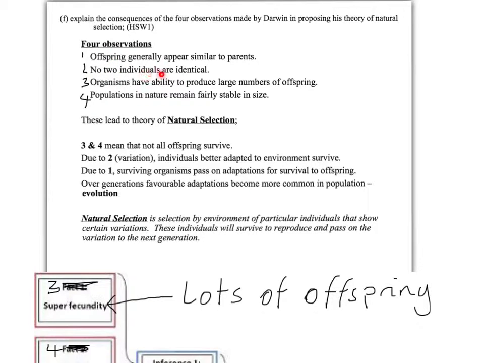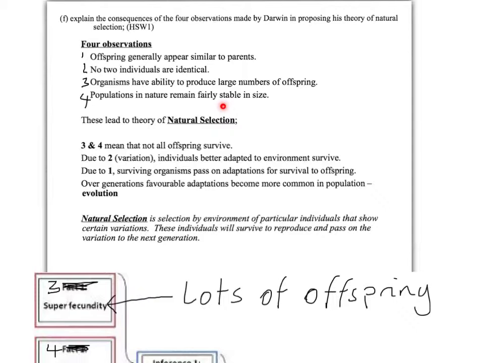He also noticed variation within a species, intraspecific variation. No 2 individuals are identical, which we talked about in the previous screencast. He also noticed that organisms tend to produce large numbers of offspring. But from generation to generation, in most species, the population remains stable. So population stability, despite the fact that organisms produce large numbers of offspring.